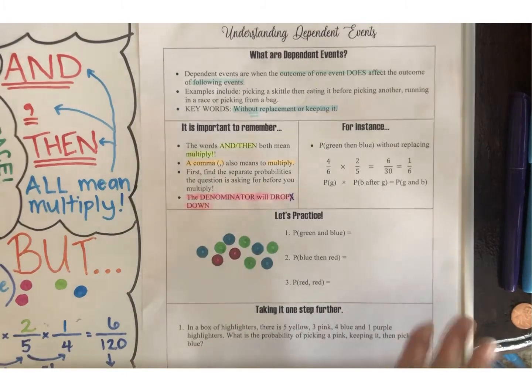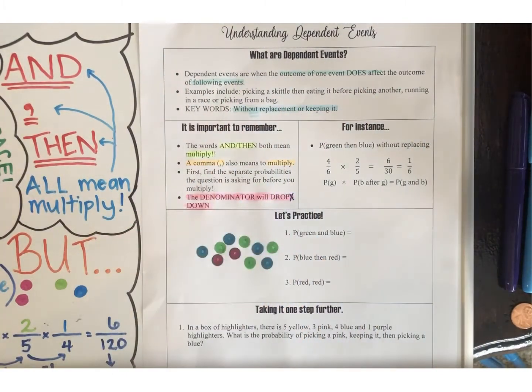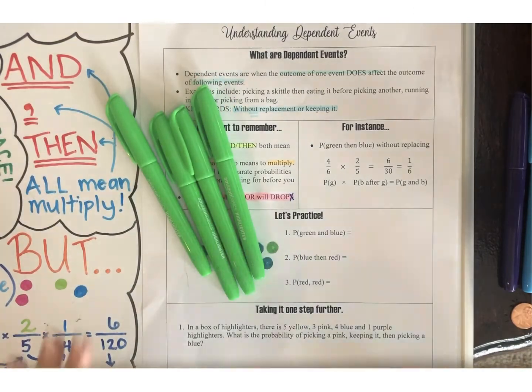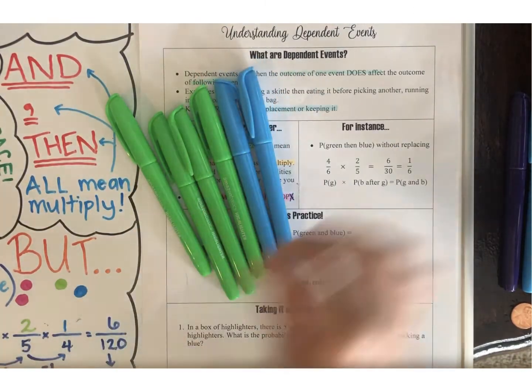All right, so I've gone through and I've highlighted everything of importance in our 2 sections up here. If you want to do so on your own printout, that would be wonderful, or take notes on it on a separate sheet of paper. Moving into our for instance section, we're trying to look at the probability of green then blue without replacement. So here I have 4 green and 2 blue highlighters.